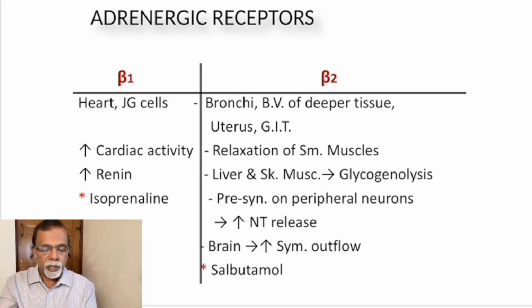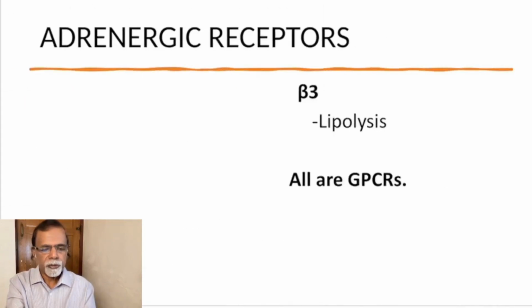Beta 2 is present in most of the other tissues, whereas beta 1 is mainly for cardiac and renal. Beta 1 is mainly cardio-renal. Beta 2 is present in most tissues, especially remember the bronchi, uterus, liver, presynaptic neurons, and the peripheral neuromuscular junction, that is in the muscles also. It is present in muscle and liver. Remember these important points. Then beta 3 is not much.